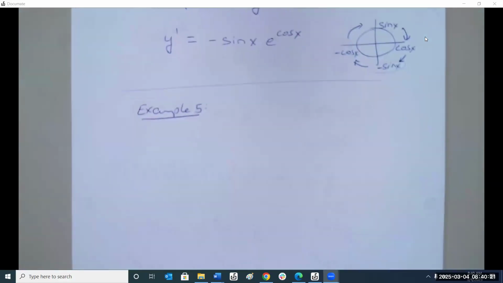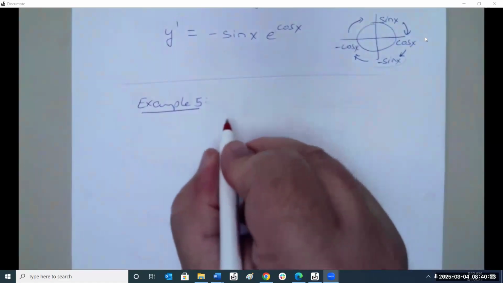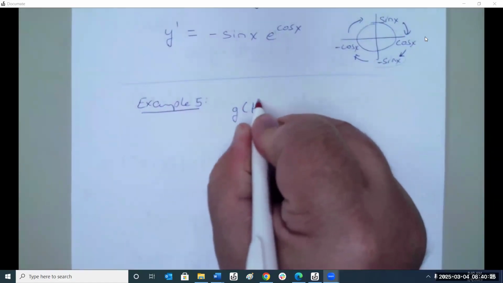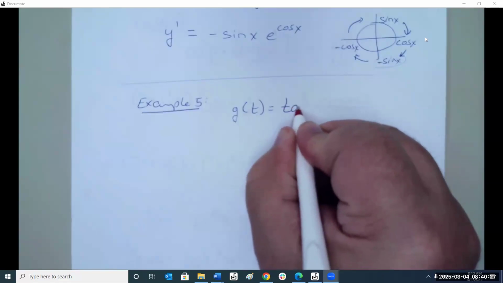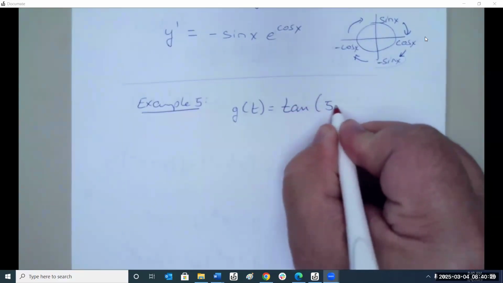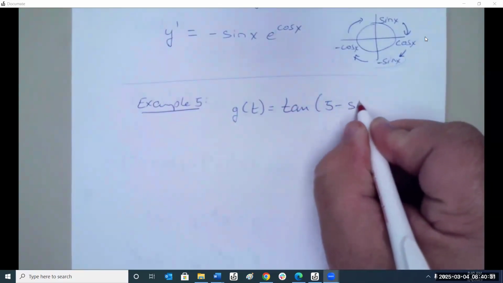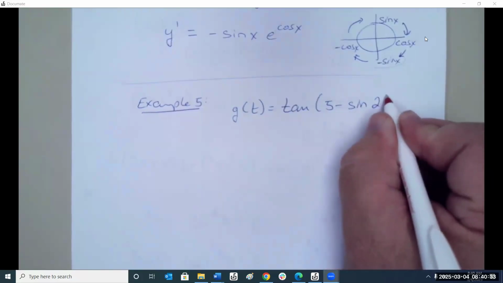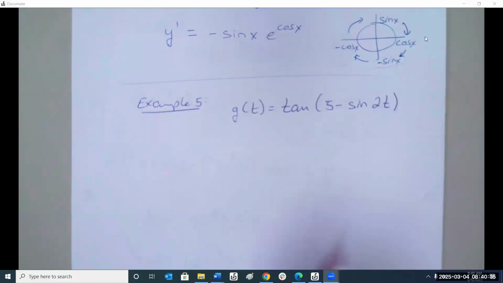We can do higher derivatives. g of t is equal to tangent of 5 minus sine of 2t. How do we do this?